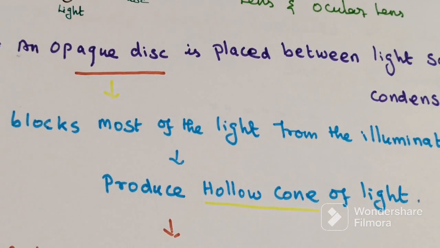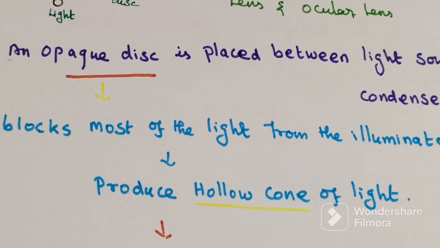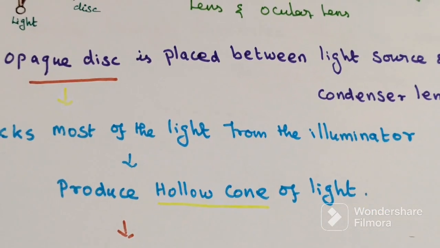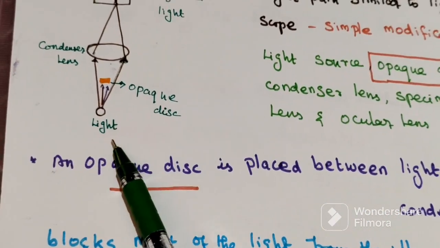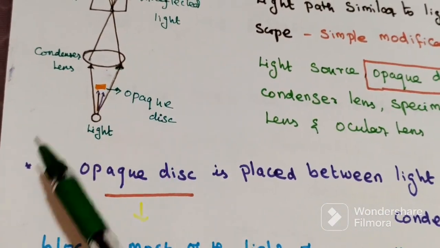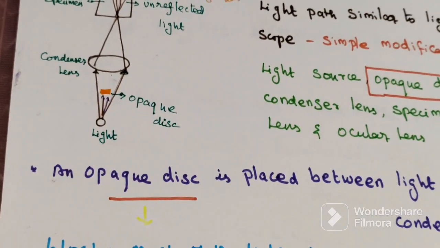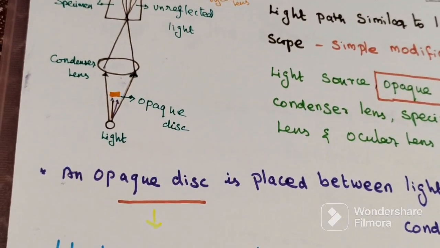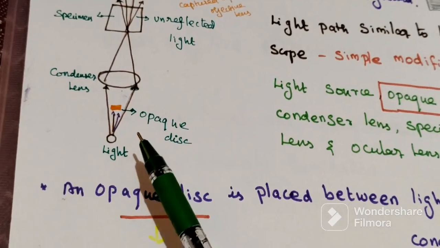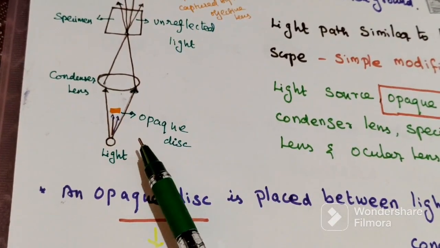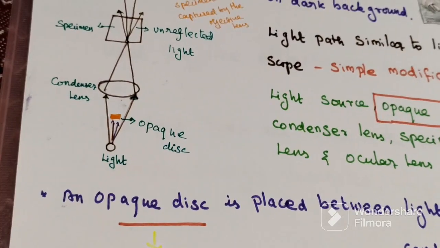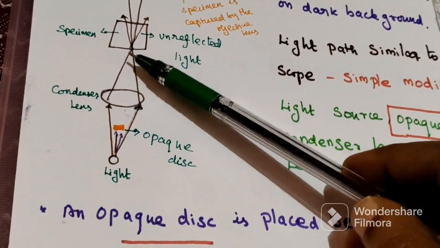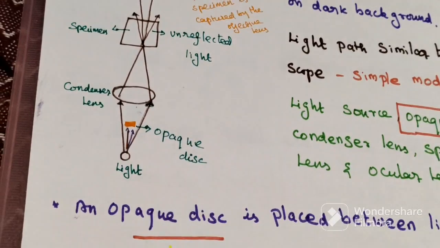An opaque disc is placed between the light source and the condenser lens. The disc blocks most of the light from the illuminator. Hence it produces a hollow cone of light.